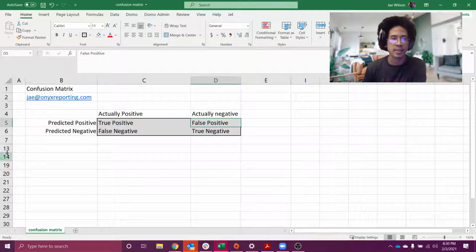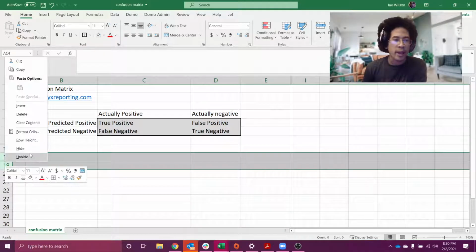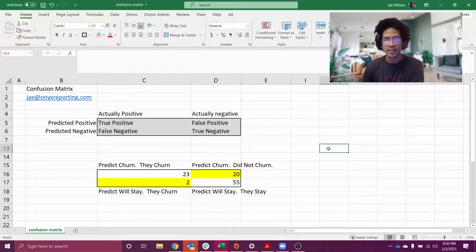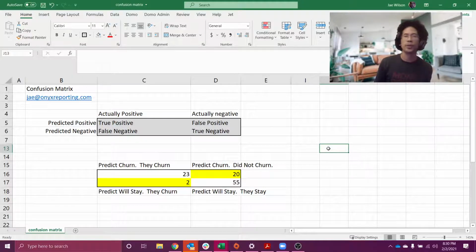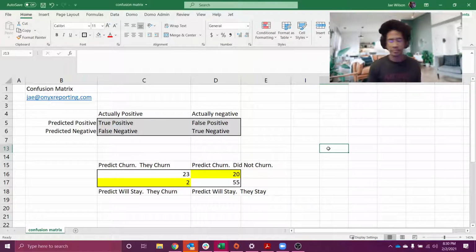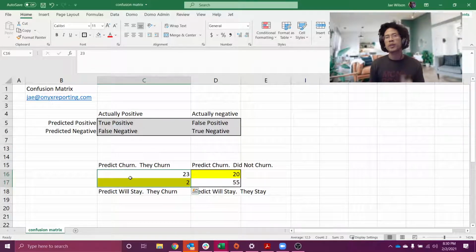Okay, that's the background. In real life, I wanted to tell you guys about my first consulting engagement in Domo. I was working with a customer and they said, Jae, we want you to identify customers who are going to churn, customers who are going to leave us. And I'm like, that sounds like a cool project. So I do my data science wizardry, and then I come back with this confusion matrix, and I'm like, look at my beautiful confusion matrix. I have identified 23 out of the 25 people who are going to churn.